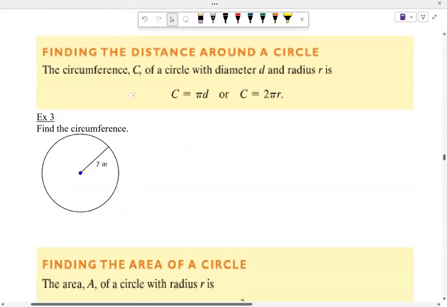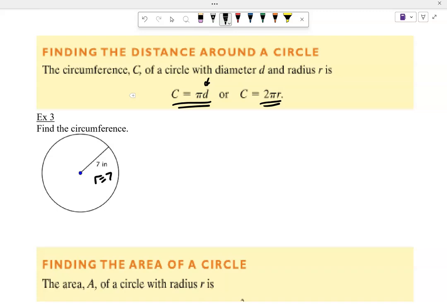All right, what about the circumference? Well, there are two formulas for the circumference. You can either have pi times the diameter, but remember the diameter is 2r. So you could have 2r times pi, or 2 pi r for the circumference. And here it looks like we're given a radius of 7 inches, so I'm going to use the circumference formula that has the radius in it, 2 pi times our radius. So we have 2 times pi times our radius, which is 7 inches. So we get 2 times 7, 14 pi inches.